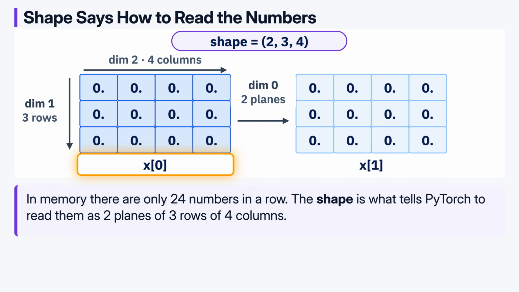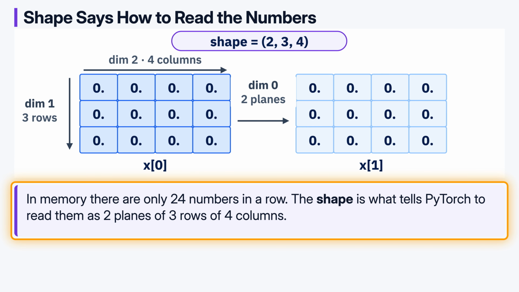Here's the big idea of this section. In memory, there are really just 24 numbers sitting in a row. The shape is what does the work of arranging them. It tells PyTorch to read those 24 numbers as 2 planes of 3 rows of 4 columns, and that idea is exactly what makes reshape cheap, which is our last section.